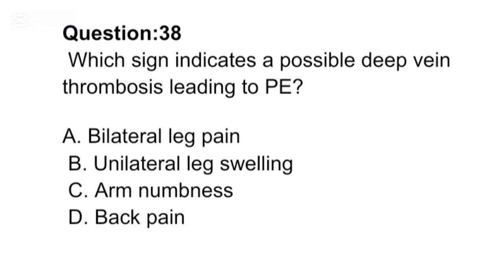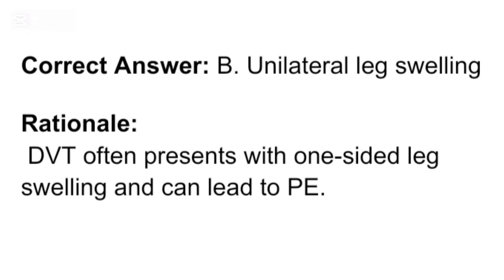Question 38. Which sign indicates a possible deep vein thrombosis leading to PE? A. Bilateral leg pain. B. Unilateral leg swelling. C. Arm numbness. D. Back pain. Correct answer, B. Unilateral leg swelling. Rationale. DVT often presents with one-sided leg swelling and can lead to PE.